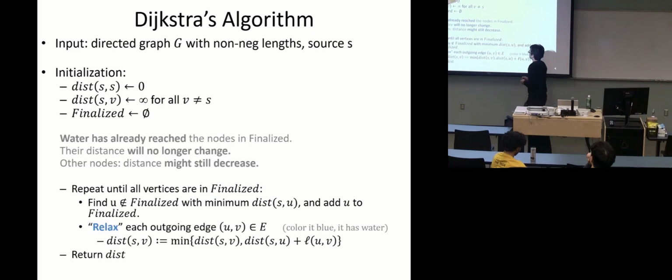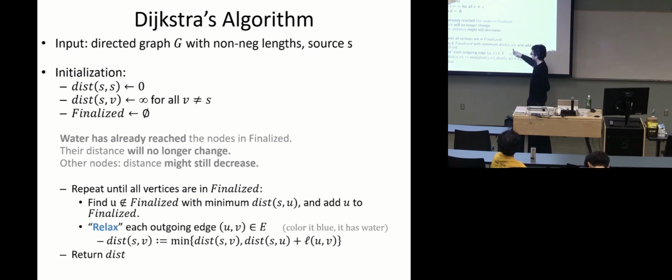So what you're going to do is repeat until all vertices are finalized. In each loop, you look at the vertices that are not finalized yet, take the one with minimum distance from S to U that is not finalized yet, and add U into the finalized set. So that U here is just the B guy from the previous slide.